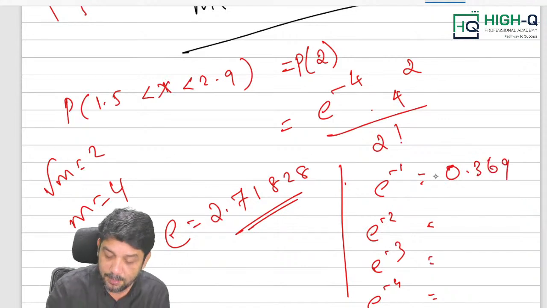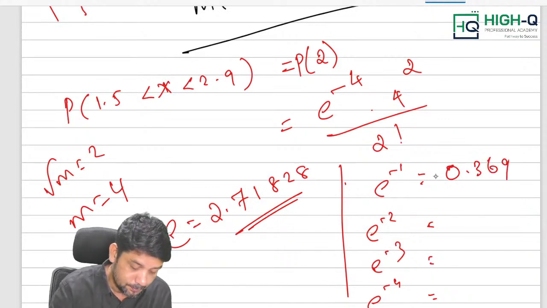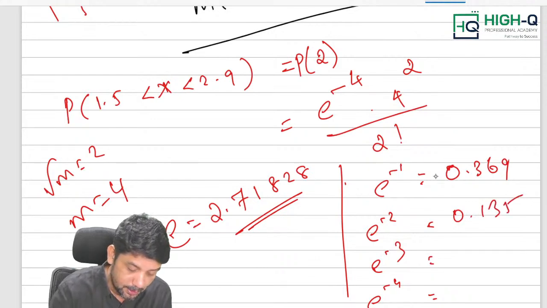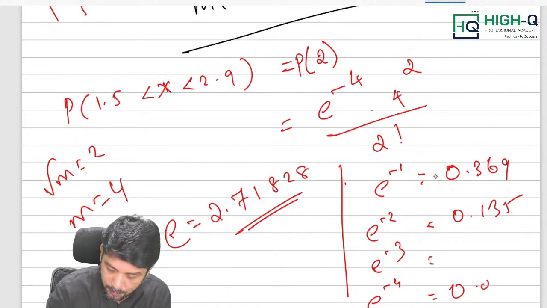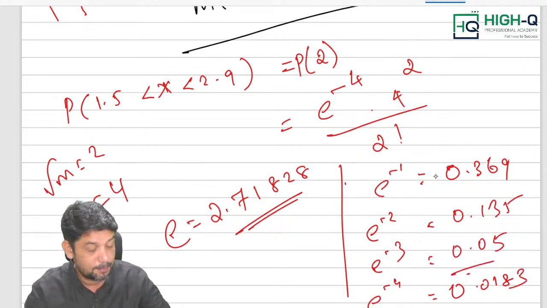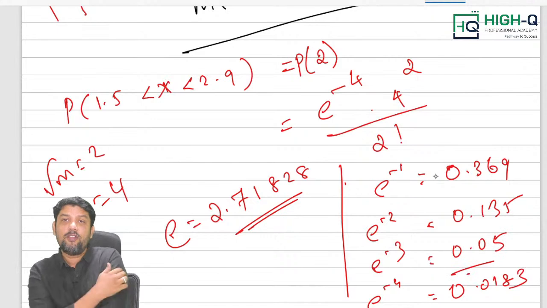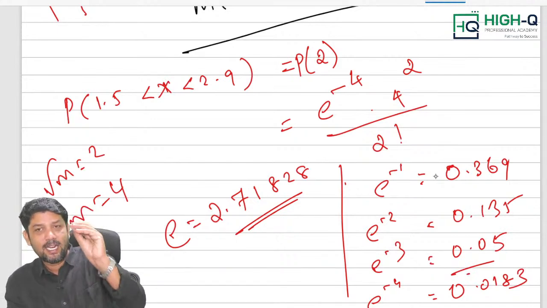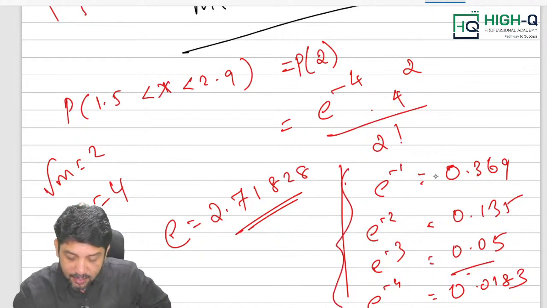0.369 for e power minus 1. Okay. E power minus 2, 0.135. E power minus 3, 0.0183, mostly at 0.05, it can be e power minus 3. If you remember these values, you can save some time. But remember, my dear, in 99.99% of the cases, the e value will be given to you.